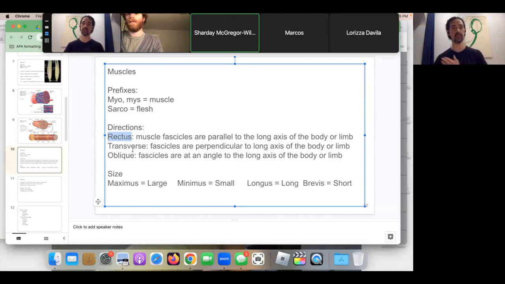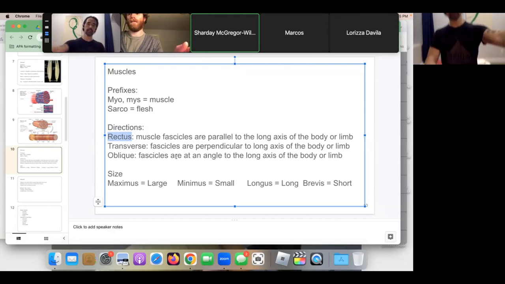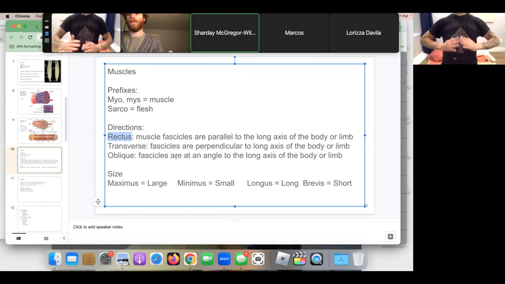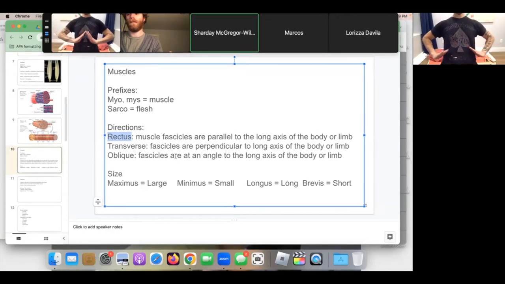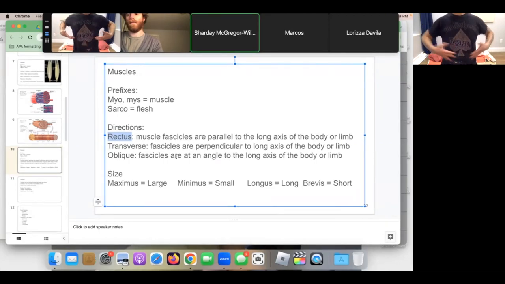Transverse means the fascicles are perpendicular to the long axis of the body or the limb. So the transversus abdominis goes this way. Oblique means that the fascicles are at an angle to the long axis of the body or limb. So you have the internal obliques, and then you have the external obliques, right? The internal are pointing toward the inside, and the external are radiating up toward the outside.